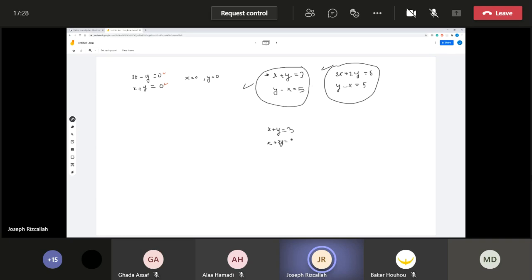So this is going to be now my new system. And now the question is again the same. If I have a solution to this system, is it going to be a solution to this one?